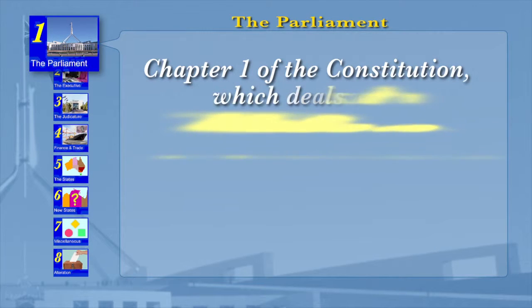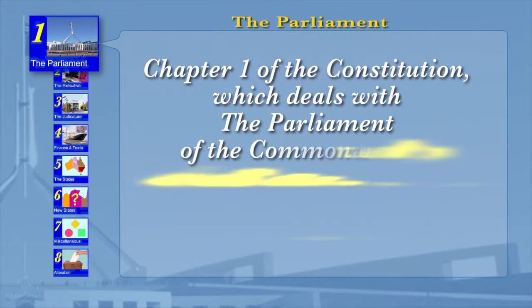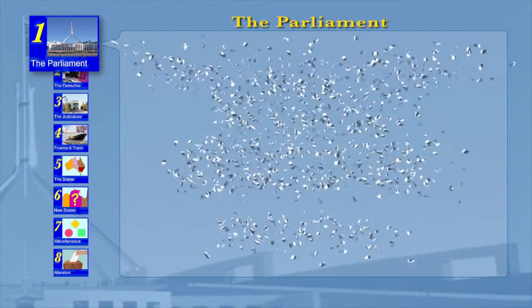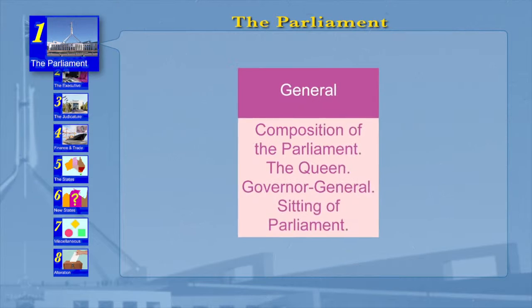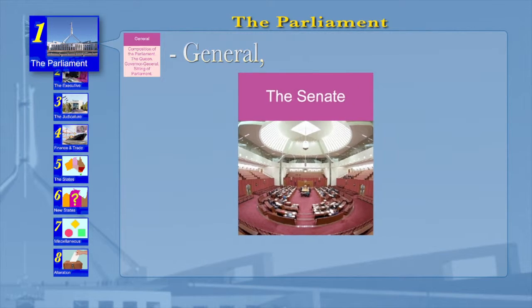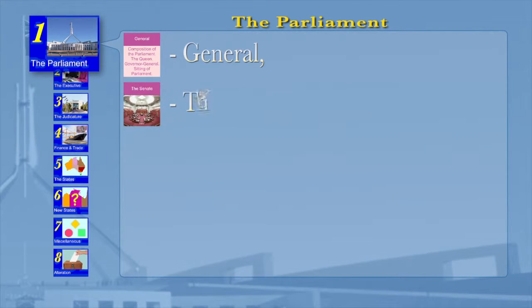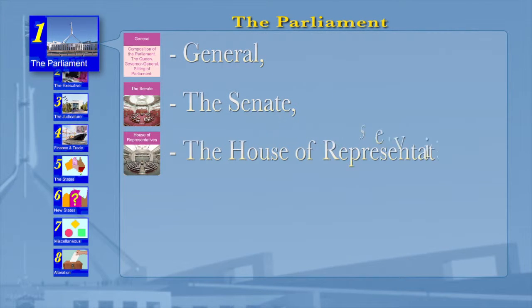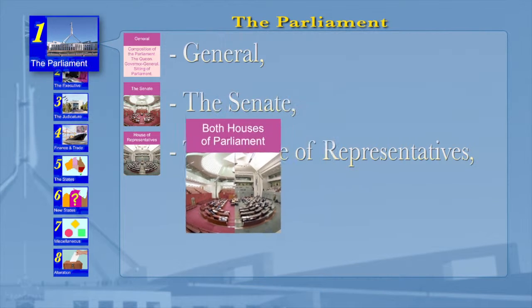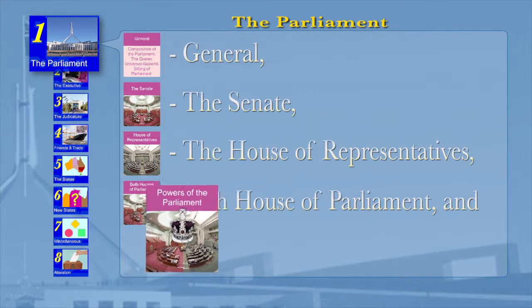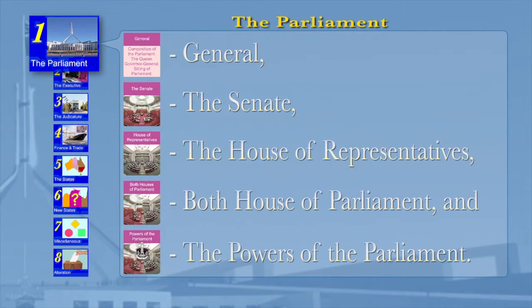Chapter 1 of the Constitution, which deals with the Parliament of the Commonwealth, is divided into 5 parts. The 5 parts are: General, the Senate, the House of Representatives, both Houses of Parliament, and the powers of the Parliament.